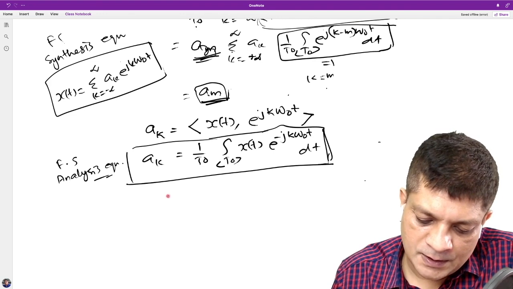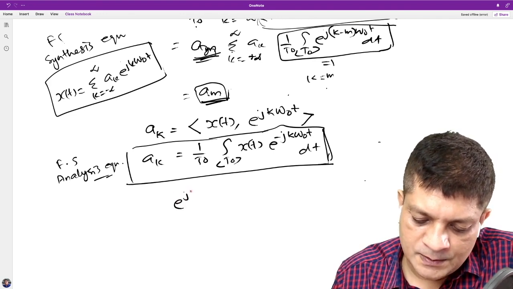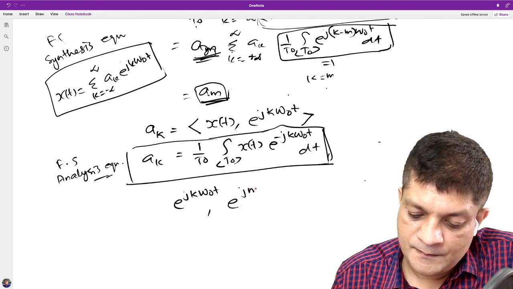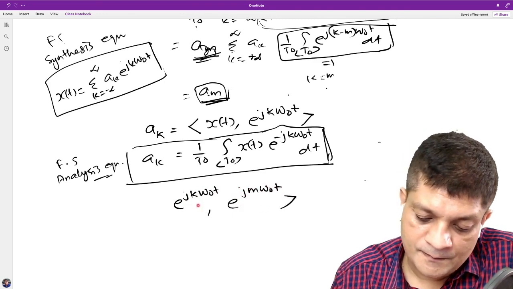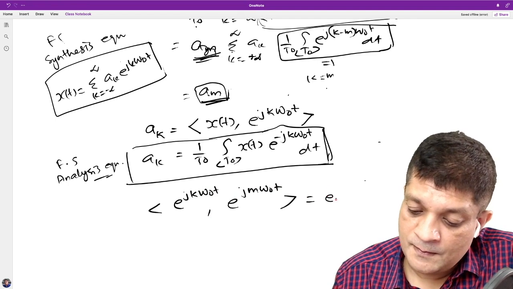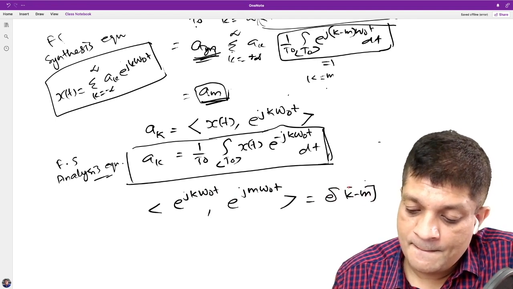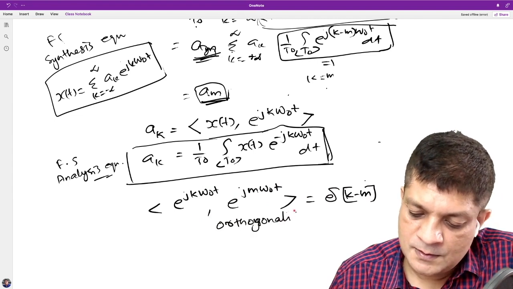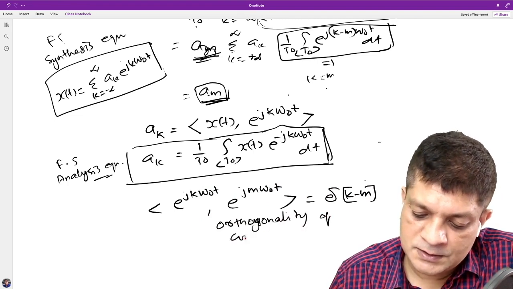This property I forgot to mention, e to the power j k omega naught t. That is called the orthogonality of complex exponentials.